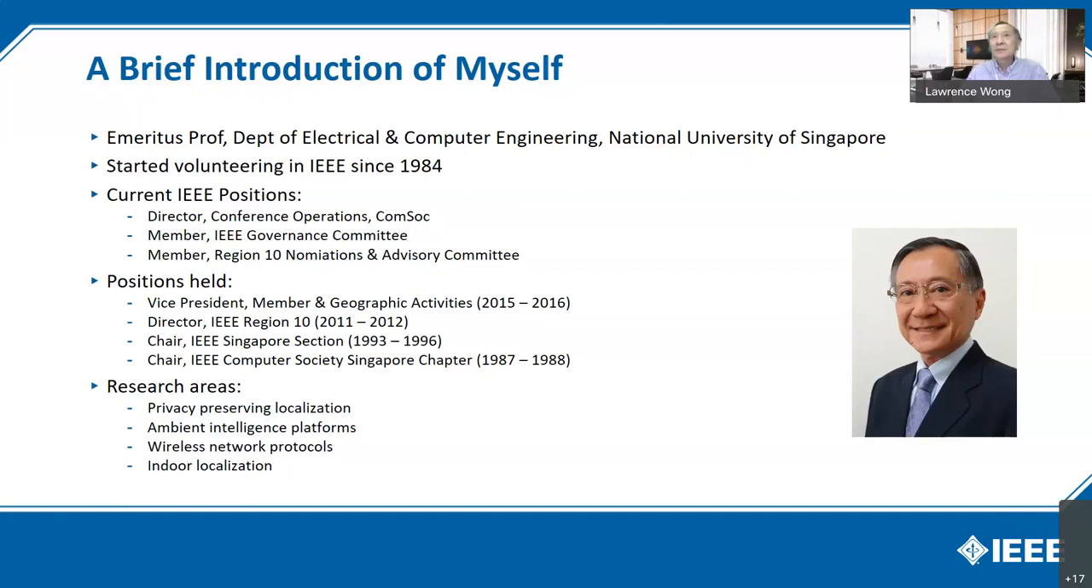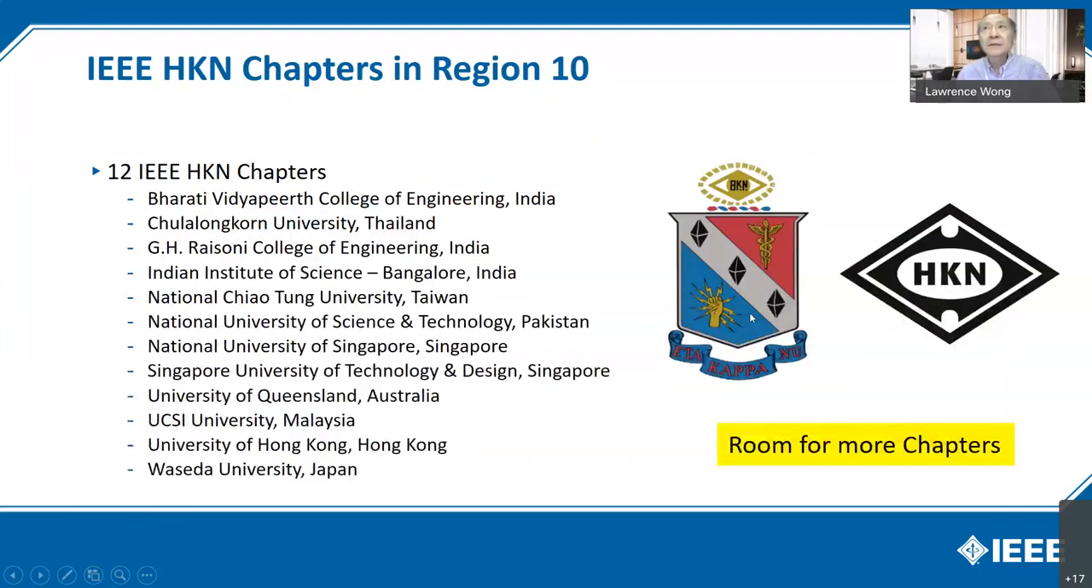I'm the director of the conference operations with the Communication Society. I'm a member of the IEEE Governance Committee, and I'm also a member of the Region 10 Nominations and Advisory Committee. And these are some of the positions I've held in the past, such as president of Member and Geographic Activities back in 2015, 2016, Director of Region 10, Chair of the Singapore Section, Chair of the Computer Society Chapter in Singapore. And below are some of the areas that I've been working on in terms of my research.